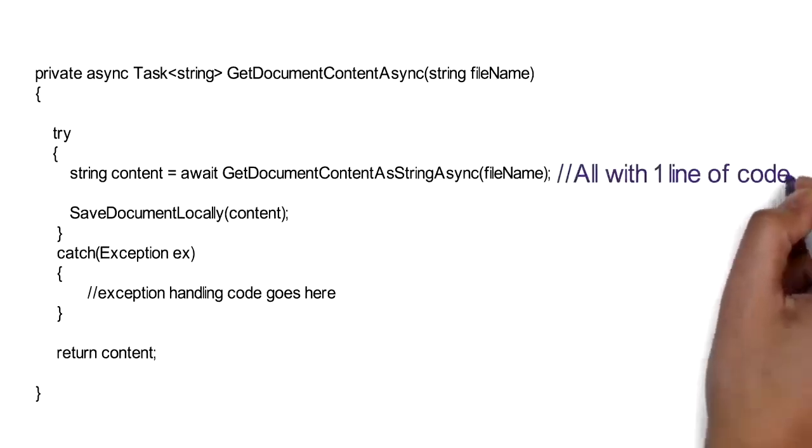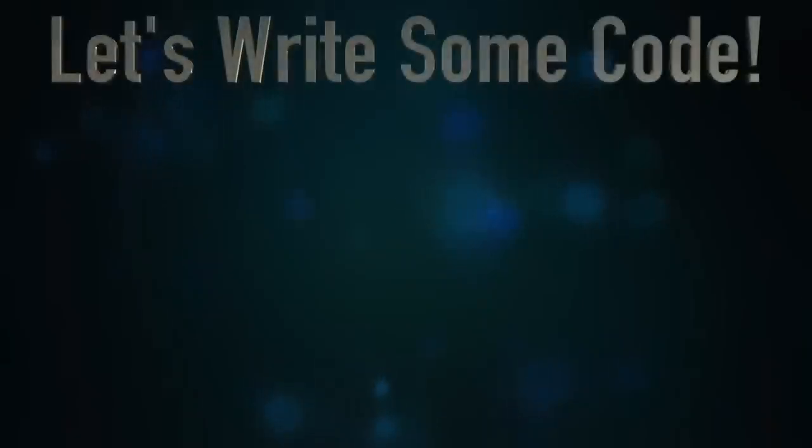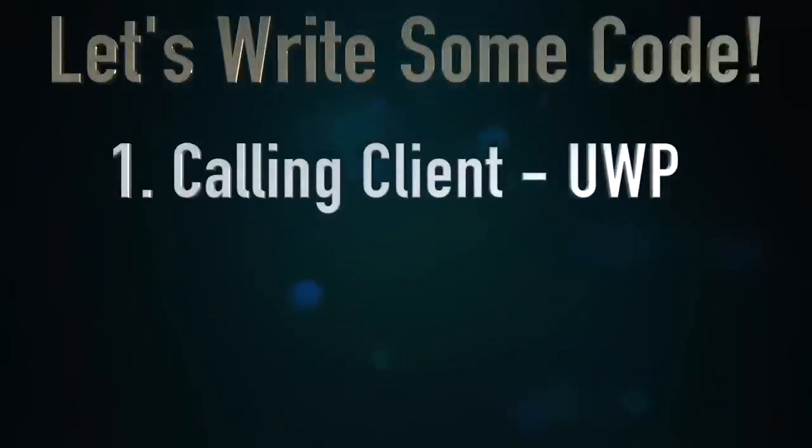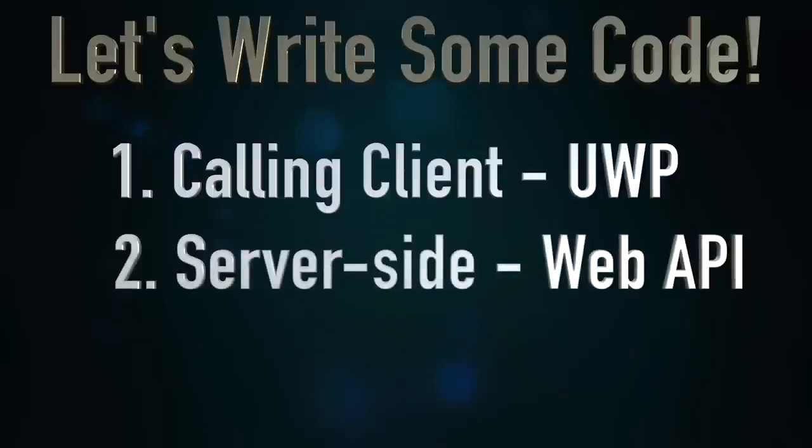So let's create a code example. We are going to create 2 .NET projects. One project will represent the calling client code, i.e. the code that will contain the user interface. The other project will represent the server-side code. The calling client will be implemented as a UWP project, or Universal Windows Platform project. The server-side code will be implemented as a Web API project.